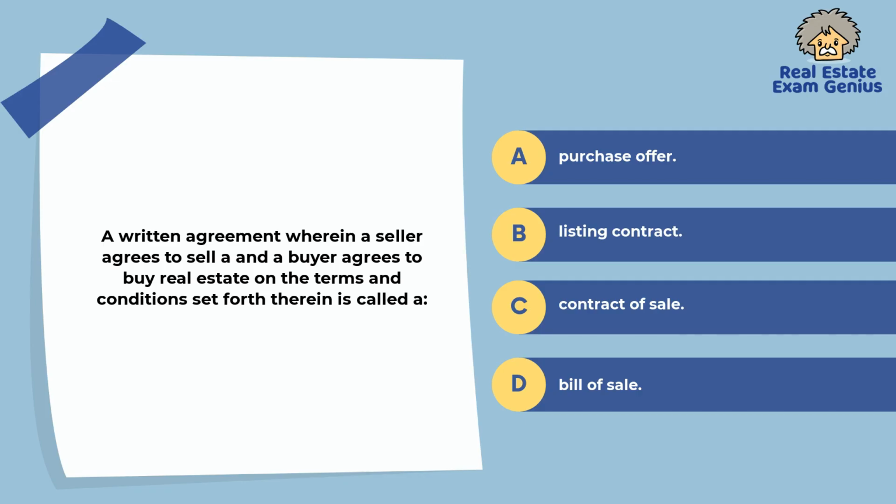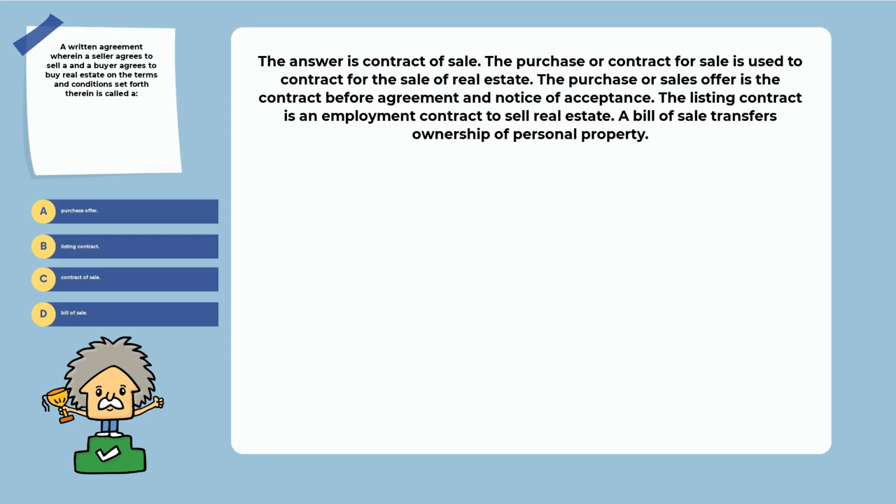A written agreement wherein a seller agrees to sell and a buyer agrees to buy real estate on the terms and conditions set forth therein is called a purchase offer, listing contract, contract of sale, bill of sale. The answer is a contract of sale. The purchase contract or contract for sale is used to contract for the sale of real estate. The purchase or sales offer is the contract before the agreement and notice of acceptance. The listing contract is an employment contract to sell real estate. A bill of sale transfers ownership of personal property.